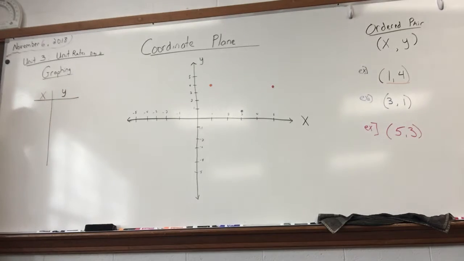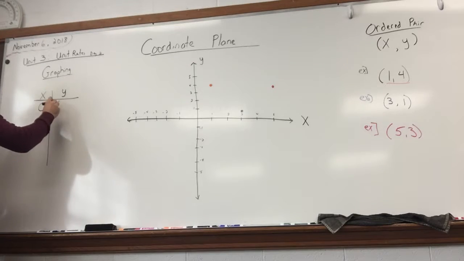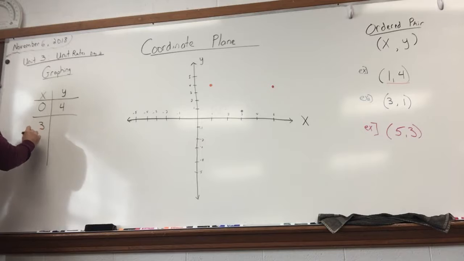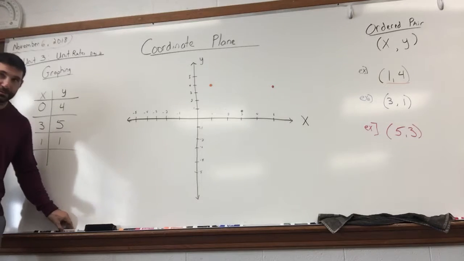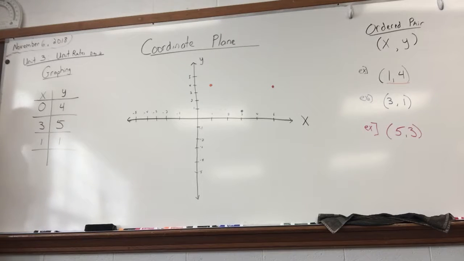And Y. So if I give you these coordinates, 0, 4, 3, 5, and 1, 1, we should be able to graph those 3 points. Now, how do we do that? First and foremost, each line is an ordered pair. So, in my T-chart, 0, 4 is an ordered pair. 3, 5 is an ordered pair. 1, 1 is an ordered pair.